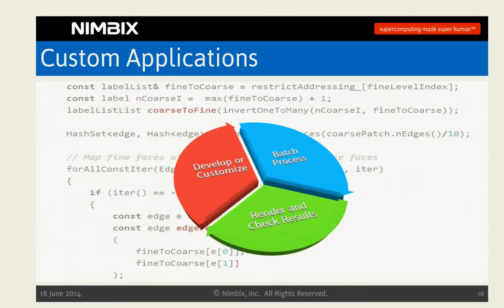And then any application that's custom, whether you develop it from scratch or you customize or install a third-party application, again, it's a build step. You can do your batch processing at scale in the compute step. And then on the visualize step, you can do the rendering and check the results in whatever format that looks like for that application without having to take the data offline first.